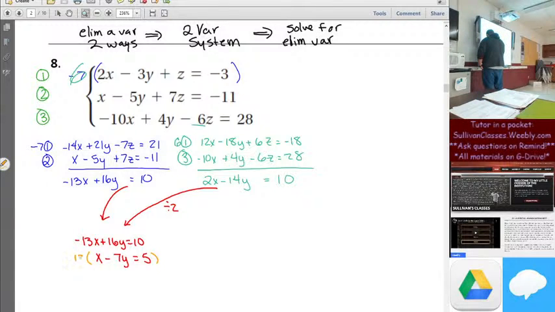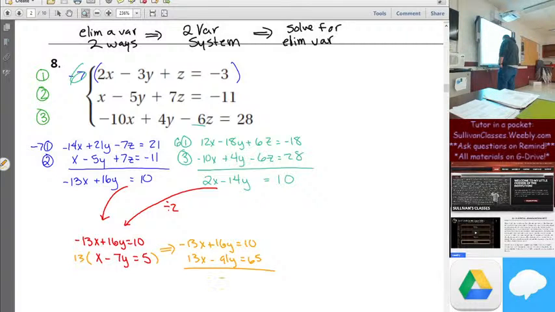I'm going to take this by 13. Getting 13x minus 91y, ew, is 65. But that's a negative 75y is 75. Y is negative 1.